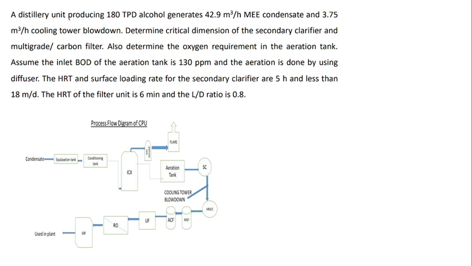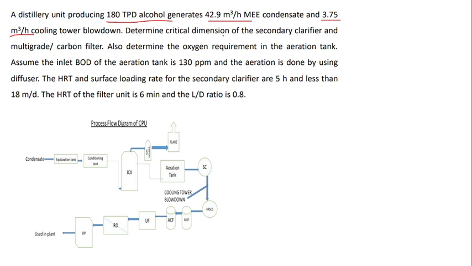So a distillery unit producing 180 KLPD alcohol. So this is the alcohol producing distillery unit. It generates 42.93 meter cube MEE condensate. So the condensate flow rate is 42.9 meter cube per hour and the cooling tower blowdown flow rate is 3.75 meter cube per hour. So two different streams are there. Condensate stream flow rate is 42.9 meter cube per hour, and the cooling tower blowdown flow rate is 3.75 meter cube per hour.